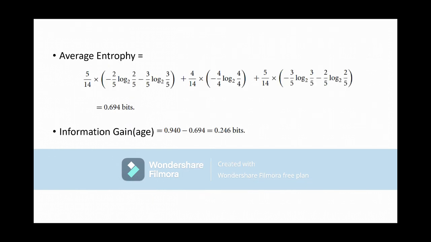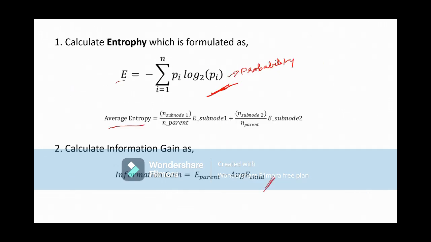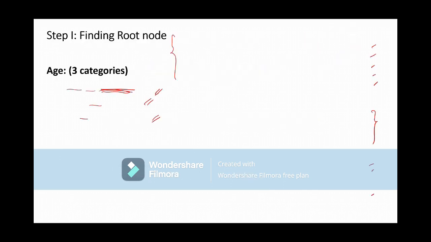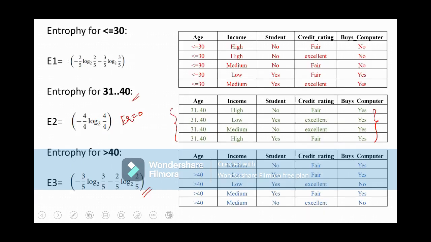For greater than 40, I have calculated the entropy as before, and now we have to calculate the average entropy, using the formula I mentioned before. We multiply the entropy of each category by the probability of getting that category. The probability of getting less than or equal to 30 is 5 by 14, the probability of getting 31 to 40 is 4 by 14, and the probability of getting greater than 40 is 5 by 14.